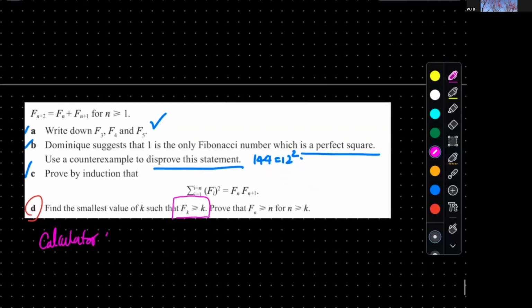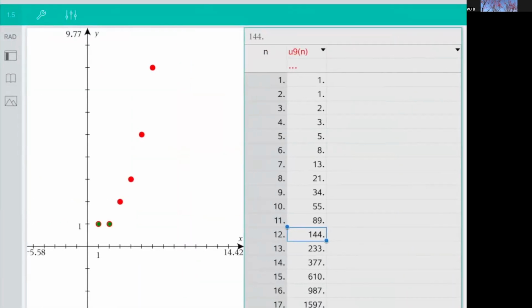I want to find the least value of k where the term is bigger than the order. So on the list of the terms that we define on the Fibonacci sequence, what will be the least k where the term is bigger than or equal to the order? What will be the least value of k in this case? According to the list on the calculator, what will be the least value? Yes, good job, right? k is equal to 5.